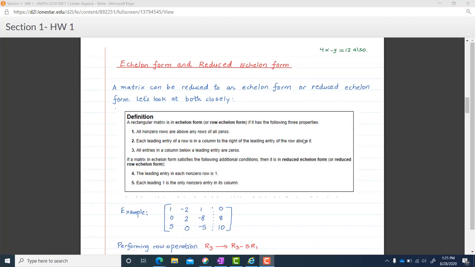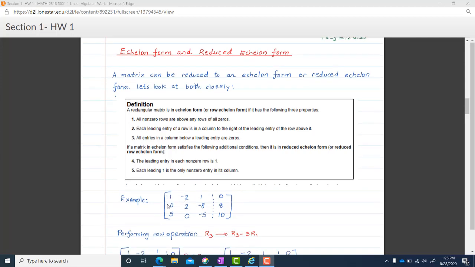Let's read. In the echelon form, all non-zero rows are above any rows of zeros. So once you're converting an augmented matrix into echelon form, the rows of zeros must be at the end. Each leading entry of a row is in a column to the right of the leading entry of the row above it. Let's say this is my first leading entry, one. The next leading entry must be in a column to the right of the leading entry of the row above it. So these should be diagonally arranged.